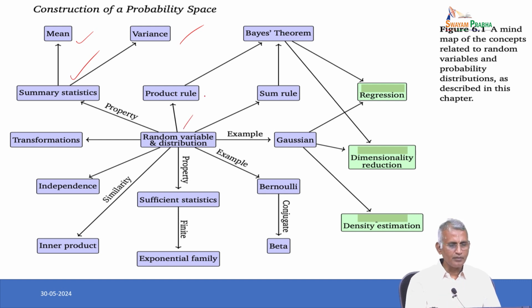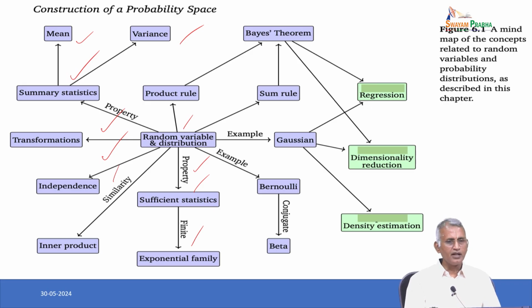Once you know the random variable and distribution, the properties related to summary statistics, and based on the function of the random variable, we have to transform and check the independence, and the corresponding random variable distribution, and we have to find the similarity. We already came across the inner product; that also we can apply to the random variable. We need some sufficient statistics, and based on that, whether it is finite, then we have to go to the exponential family.